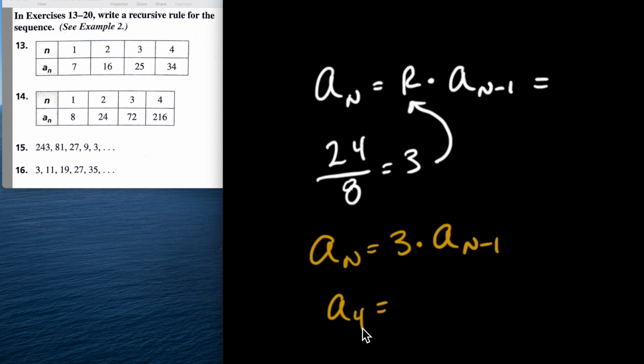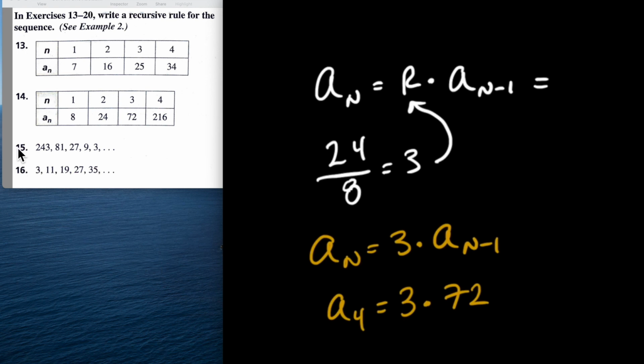What's the value at position 4? To find the value of position 4, we take 3 and multiply that by the value at the position to the left, which is position 3. The value at position 3 is 72. 3 times 72 is indeed 216.